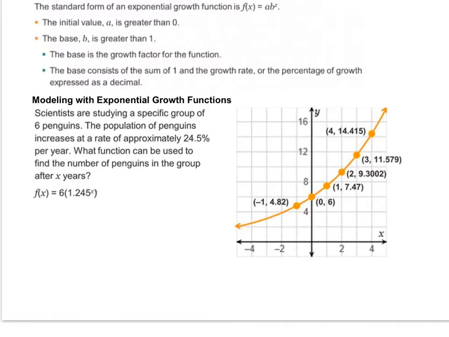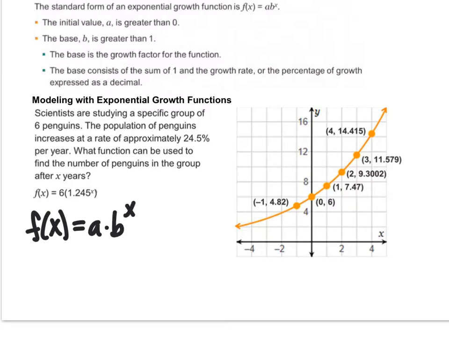What this says is scientists are studying a specific group of 6 penguins. The population of penguins increases at a rate of approximately 24.5% per year. What function can be used to find the number of penguins in the group after x years? This is a little bit interesting, and it's not as easy as the previous one, but what I know is that this needs to be of the form f of x is equal to a times b to the x power.